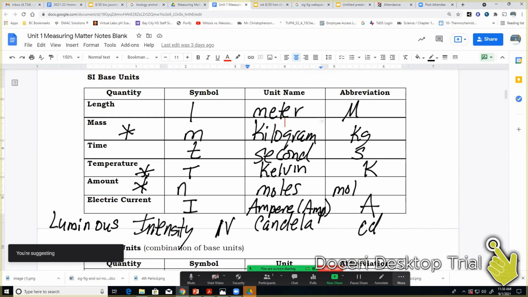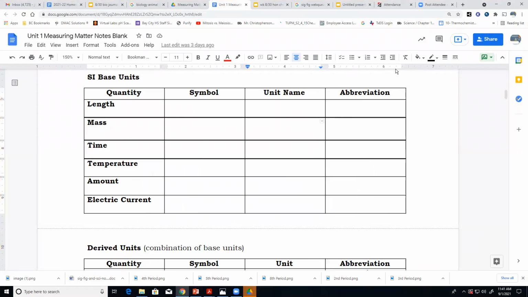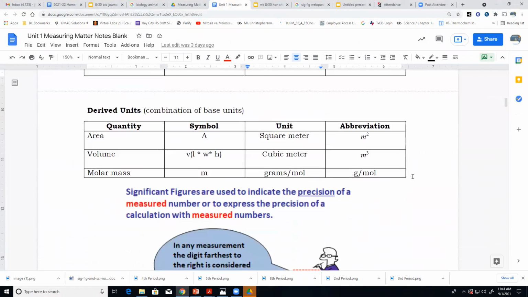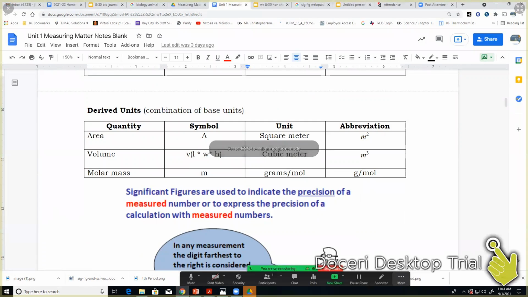All right, we use a lot of derived units in chemistry. Derived units are units that have more than one unit. It's a combination of base units. So for instance, area is equal to length times width. If the length is 10 centimeters and the width is 10 centimeters, then 10 times 10 would give me 100. That takes care of the number, but the centimeters were also multiplied by the centimeters. So that's where you would get centimeters squared.